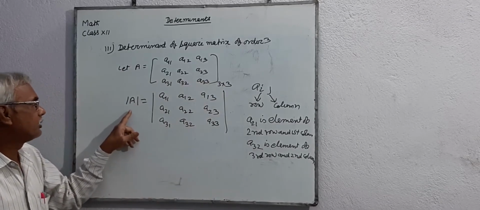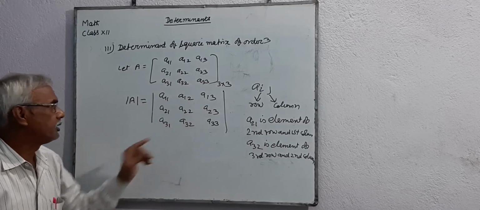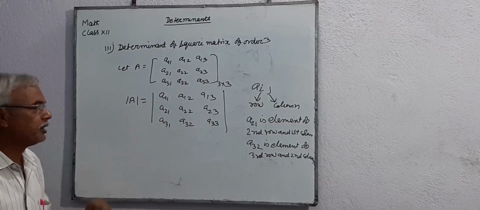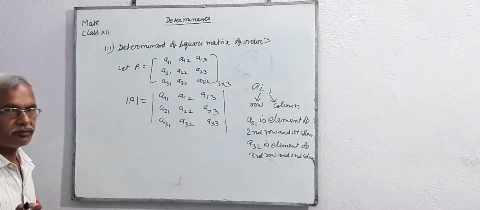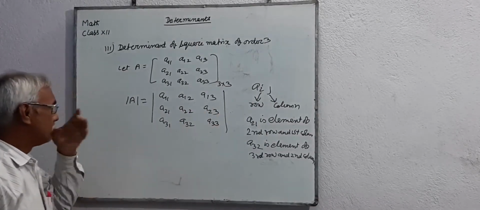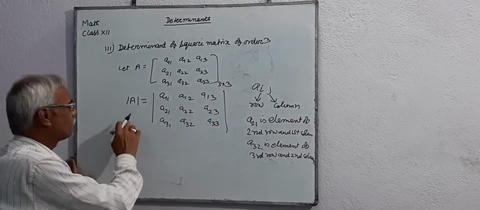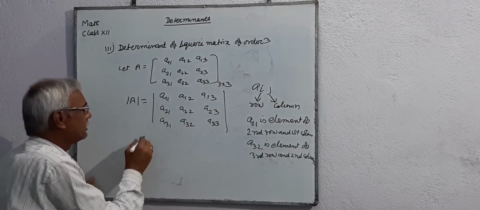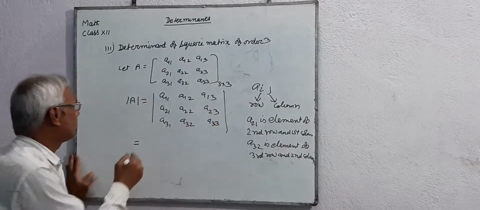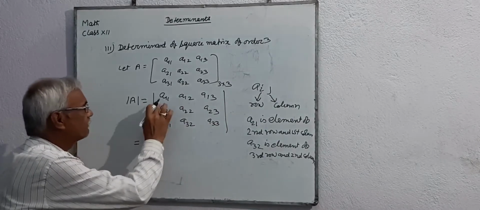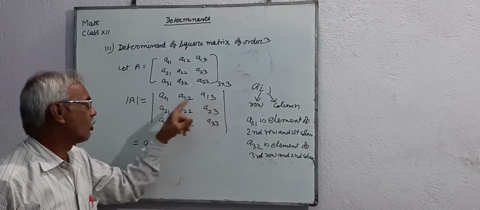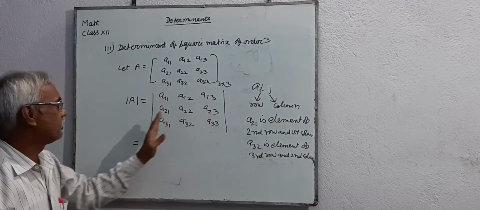To find the value of determinant A of order 3, first of all, the number of elements is 3 into 3, that is, 9 elements. We can find the value of determinant A taking any row or any column. Taking the first row, the row and column in which the element lies are omitted.